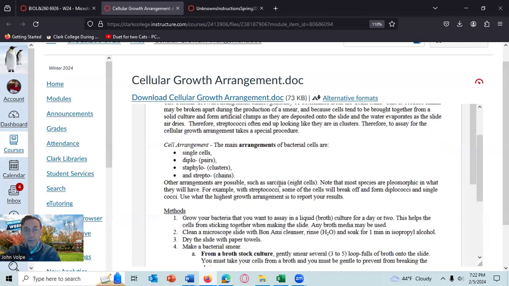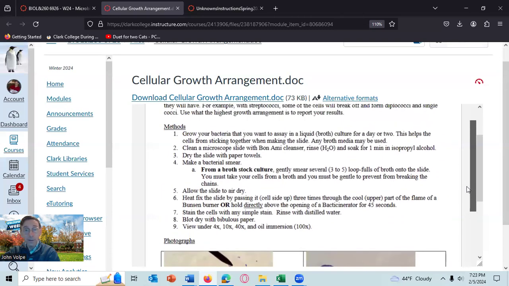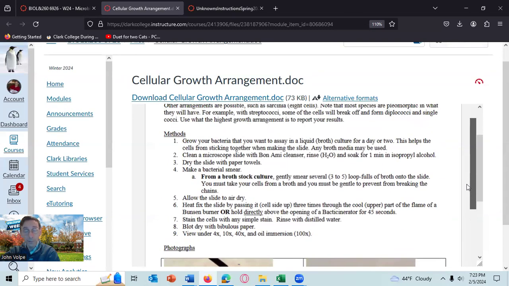The main arrangements of bacterial cells are single cells, diplo (pairs), staphylo (clusters), and strepto (chains). Other arrangements are possible, such as Sarcinia, eight cells, etc. To get the cellular growth arrangement, you grow your cells in a broth stock culture, a liquid culture.